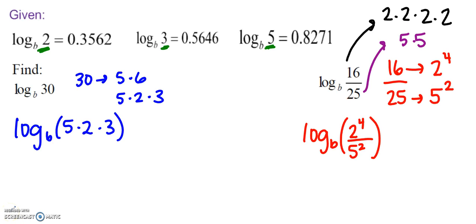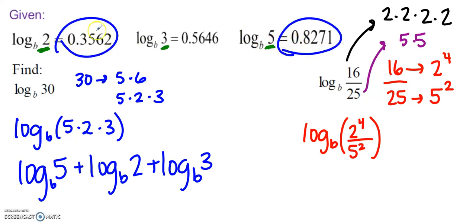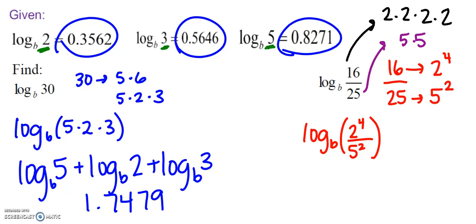All right, so hopefully the 30 went pretty well for you. 5 times 2 times 3. Which means I can break that up into addition problems. Log base b of 5 plus log base b of 2 plus log base b of 3. And then I can take log base b of 5 plus log base b of 2 plus log base b of 3, which in my calculator is going to be 1.7479.